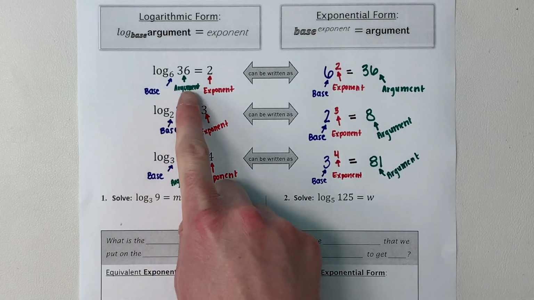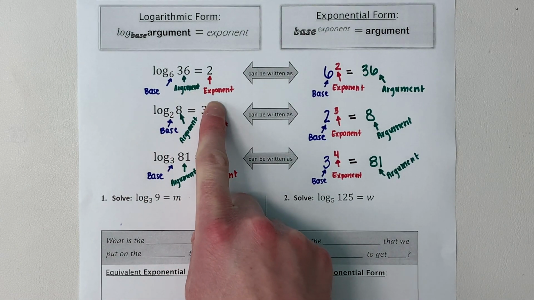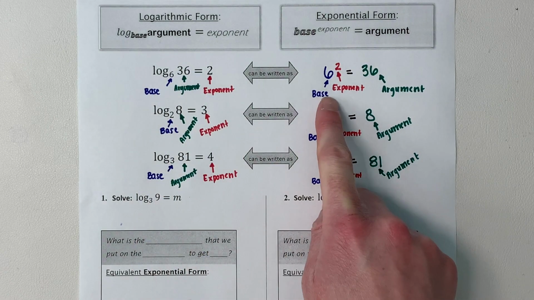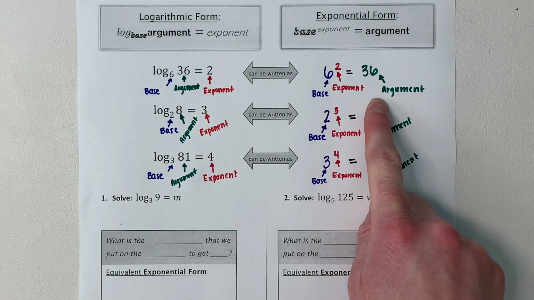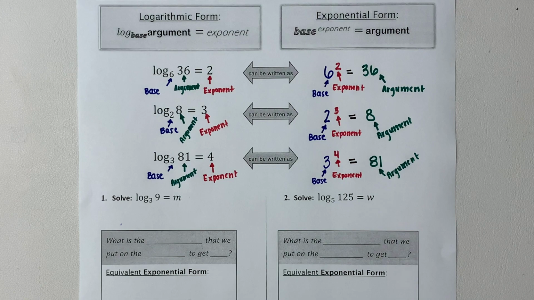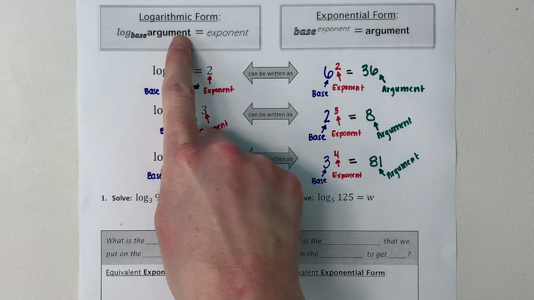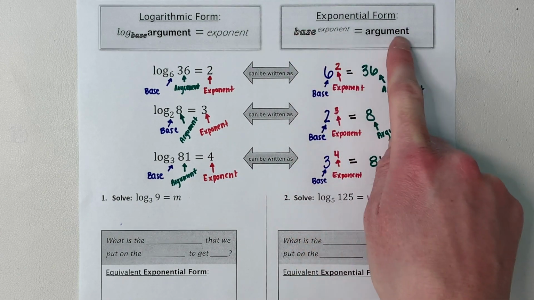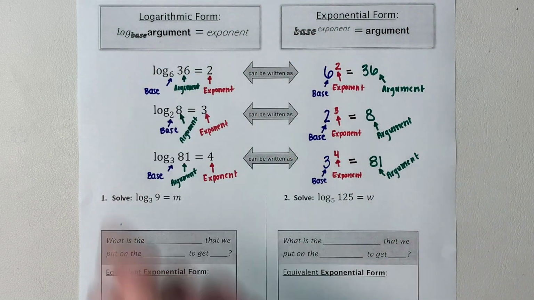So the base, the argument, and the exponent are organized in a slightly different way in the logarithmic form in comparison to the exponential form. But while these two forms present the information in a slightly different way, they mean the exact same thing. So anytime you have an expression written in logarithmic form, you can always rewrite it in exponential form, or if you have an expression written in exponential form, you can always write it in logarithmic form.